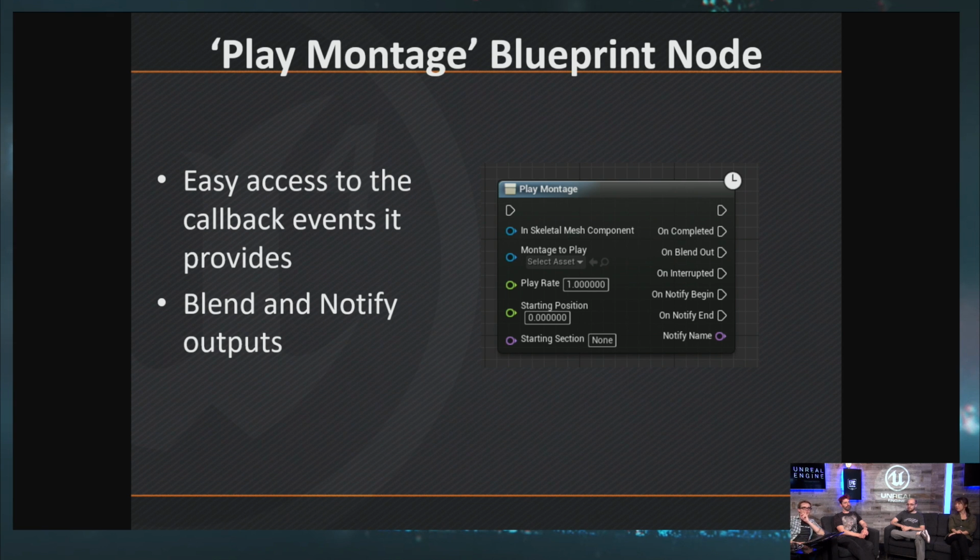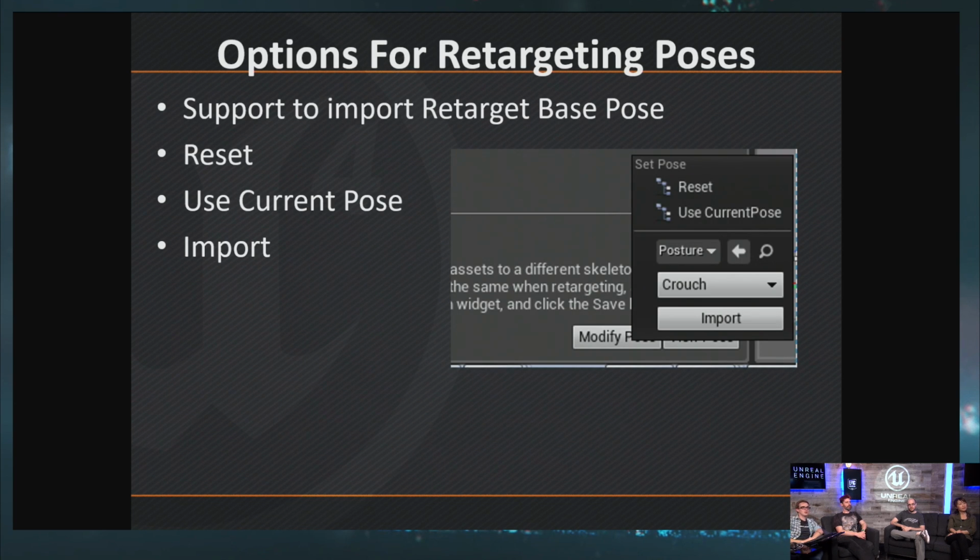Yeah, and when you said it was kind of like the AI Move To system, I see what you mean, where it has the failure outputs that tell you how it messed up or how you reached the destination. So now you can say On Completed, On Blend Out, etc. Those are all pretty useful. You just put in a montage, and when it's interrupted, you can do something else. And I see you also have an output for Notify Name. So when you pull the notify execute, you can figure out exactly which one it is, then parse through and switch based on it. That's cool. Very nice.